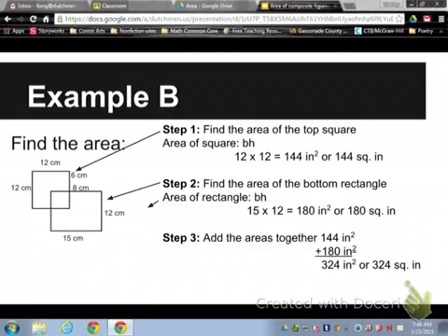Once again, formula is base times height, which would be 12 times 12, which gives us 144 inches squared. Step two, we find the area of the bottom rectangle. Once again, formula is base times height, so we do 15 times 12, which gives us 180 inches squared. Step 3 is we add those two together. That would give us a total of both areas, including the overlapping. So we do 144 plus 180, which gives us 324 inches squared.